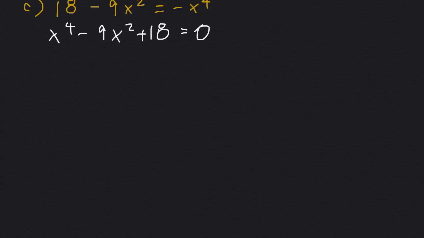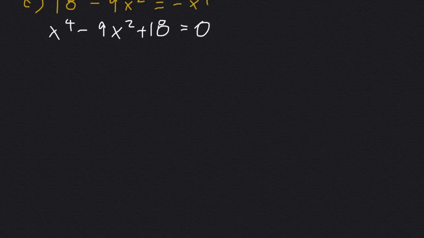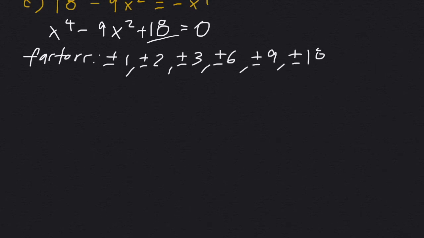So for our third question, we have 18 minus 9x squared equals negative x to the power of 4. So again, rearranging the terms to bring them all into one side. Using the integral zero theorem, we are going to find all the factors of 18 to find the possible factors of the equation. So for this question, if you plug all of these factors into the equation, you will find that none of these numbers work.